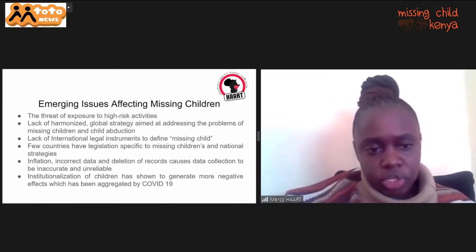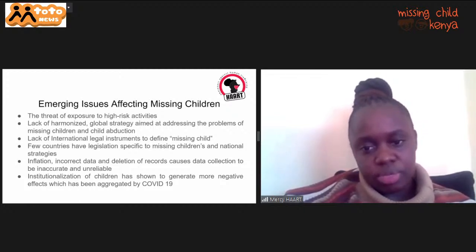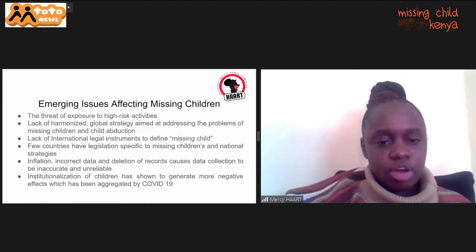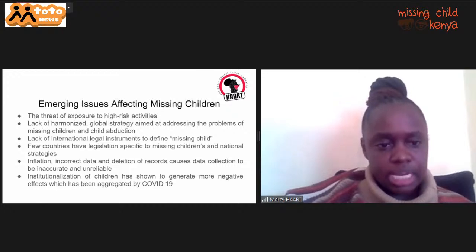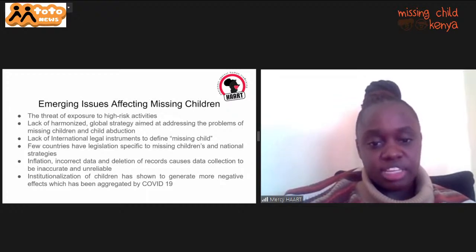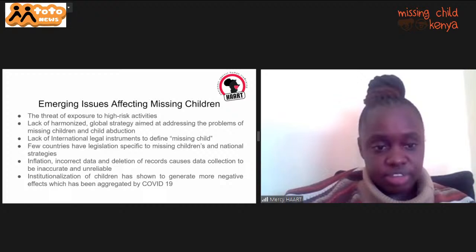And then he also mentioned the lack of international legal instruments to define missing children. That means that due to the lack of definition, it really becomes a little bit difficult to implement these activities. And then we have few countries that have legislation specific to missing children and strategies to combat the same.